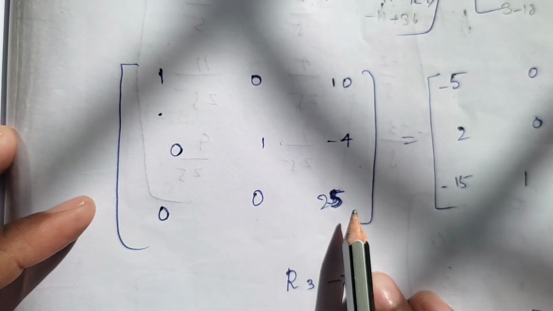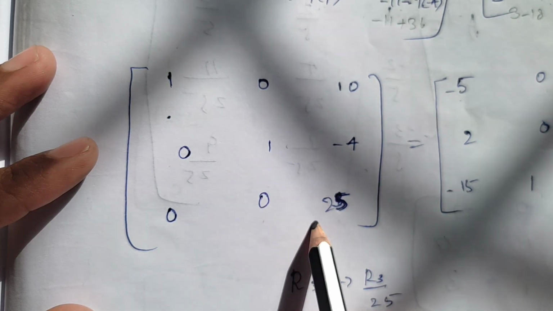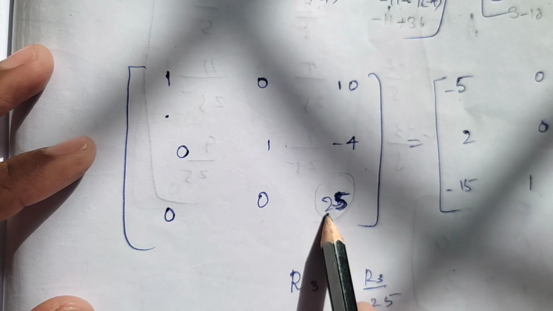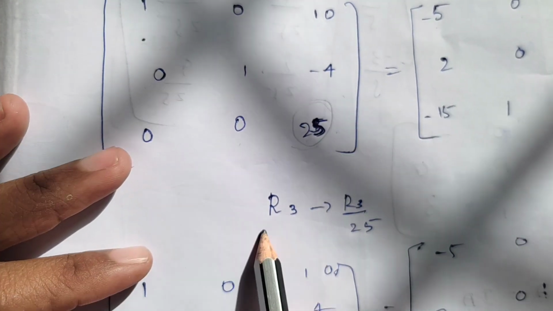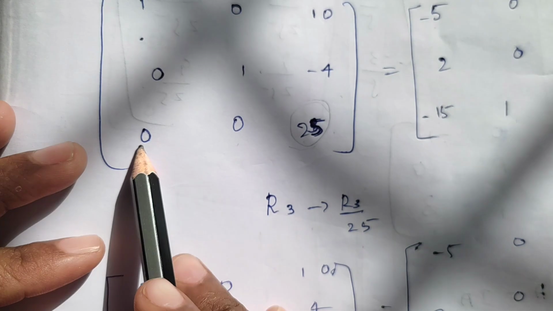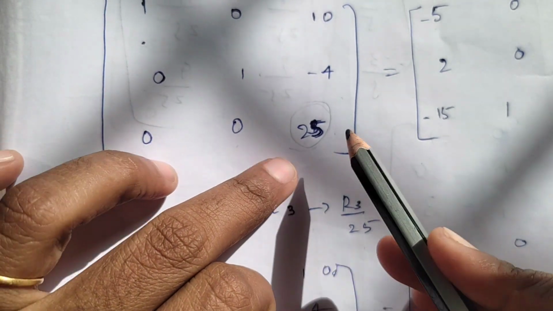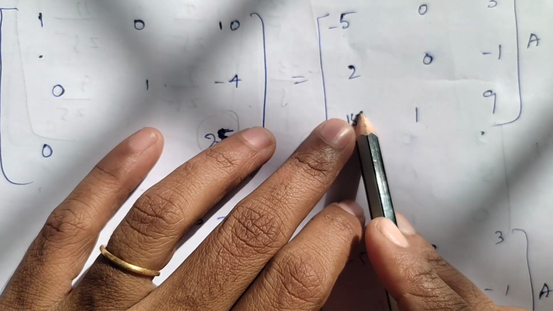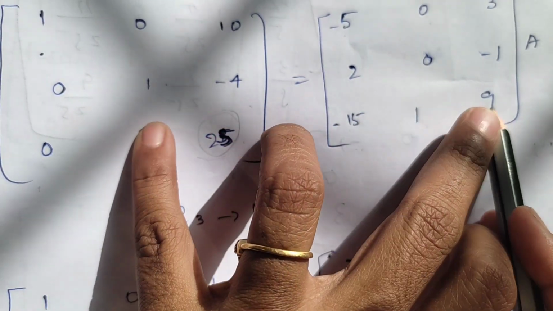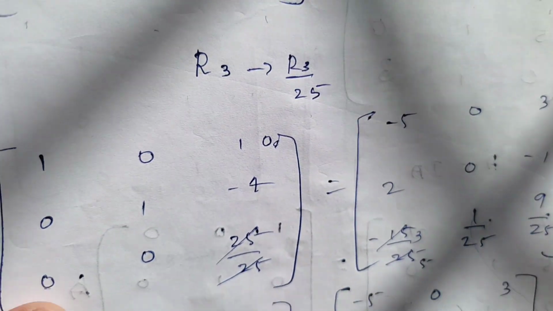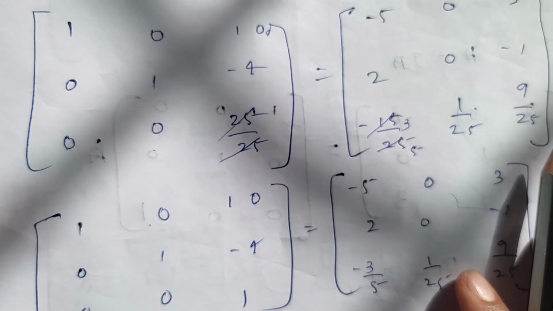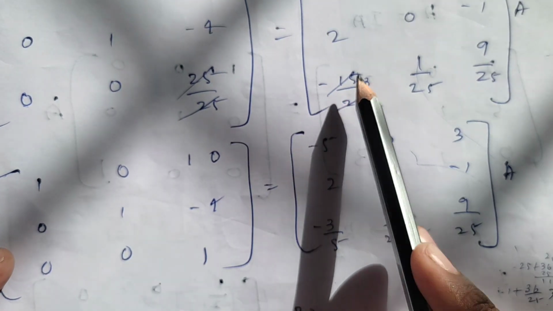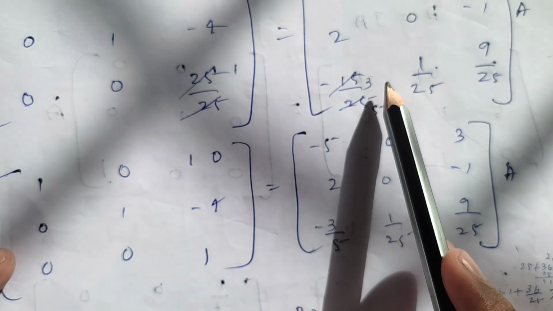Okay, the next step is we have to make this 25 a 1. So just divide this by 25: R3 tends to R3 by 25. So what happens here? 0 by 25, 0 by 25, 25 by 25. On the RHS side, minus 15 by 25, 1 by 25, 9 by 25. That is what they have written here. On simplification, we'll make it 25 by 25, 1. Here minus 15 by 25 will be minus 3 by 5.